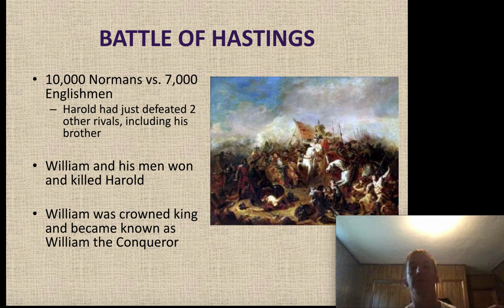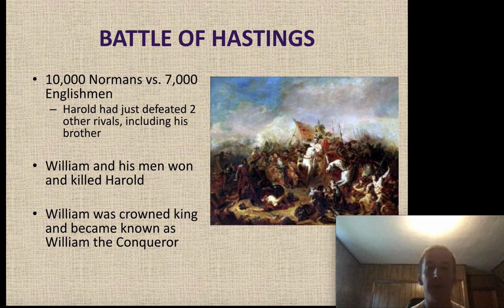So even though the battle was being fought in England, the Normans had more men because Harold had just defeated two of his other rivals, including his own brother, and he lost a lot of his men in those battles. So he was a little bit weaker because of all these battles that they had been fighting. Because of this, William and his men were able to win, so the Normans win, and they kill Harold in the process. William was crowned king and became known as William the Conqueror.